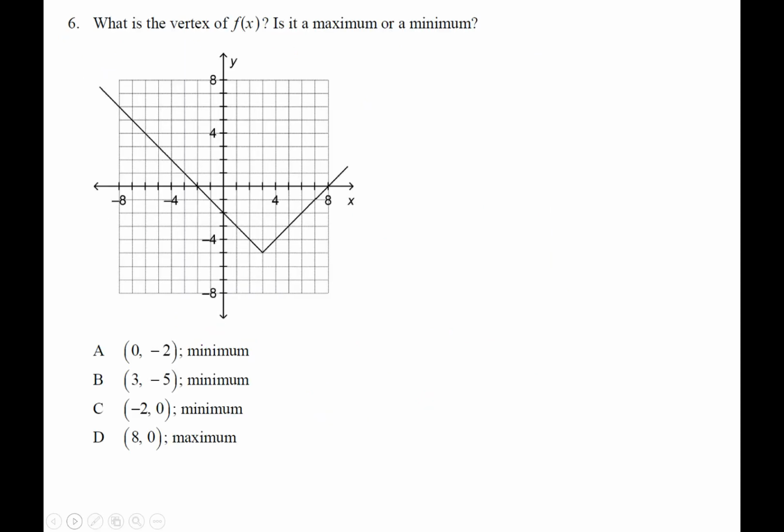We need to find the vertex and decide if it's a max or a min. We definitely know this is a minimum because it's down low, so this one that says maximum is out. And then I need to read that point off the graph. It looks like we're going out 1, 2, 3 on the x. And we're going down 1, 2, 3, 4, 5 on the y. So 3, negative 5, and it's a minimum.